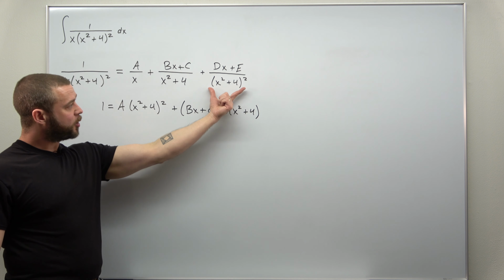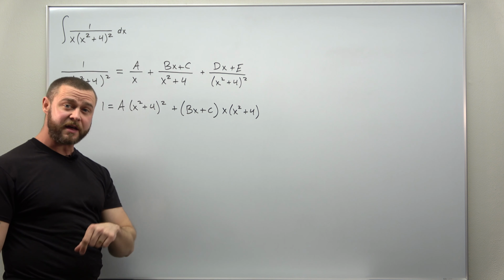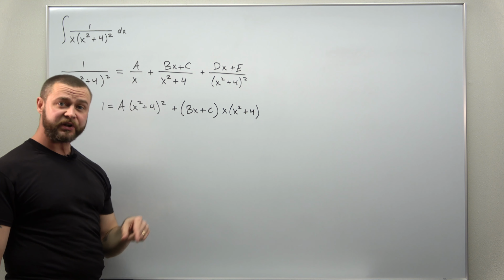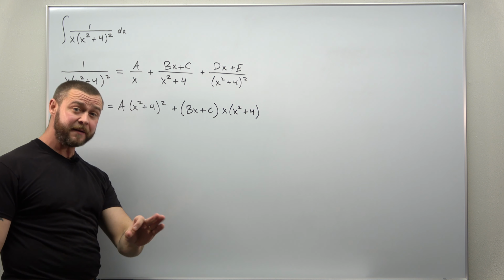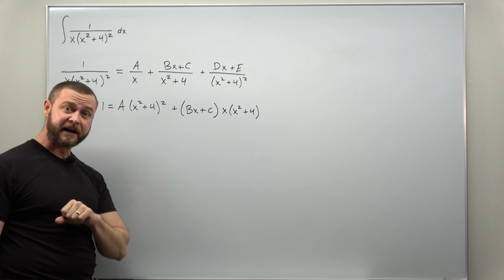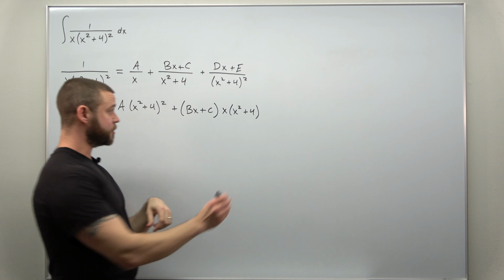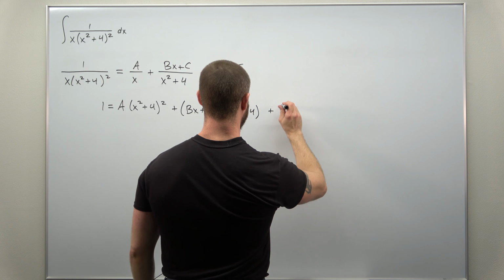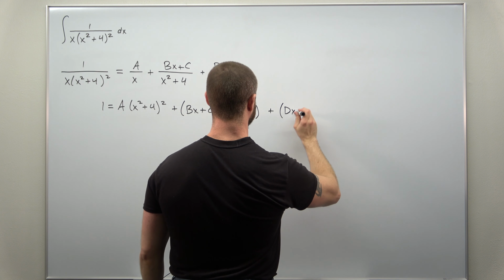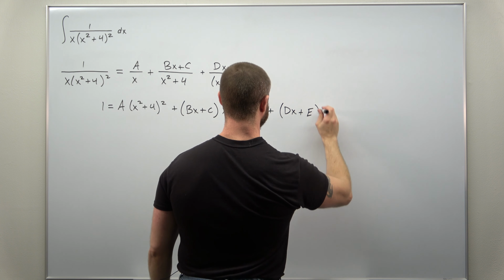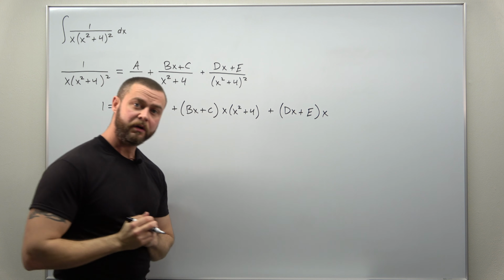And we go to our last partial fraction, multiply that by the LCD. X squared plus 4 squared cancels completely, leaving you with just a factor of x multiplying that numerator. So we add to that Dx plus E times x.